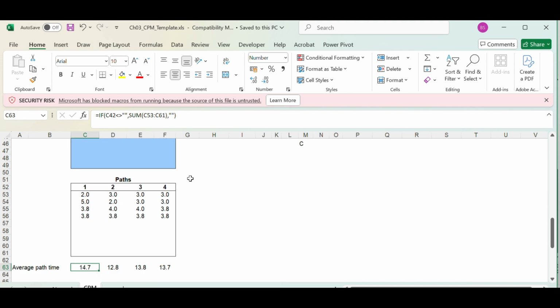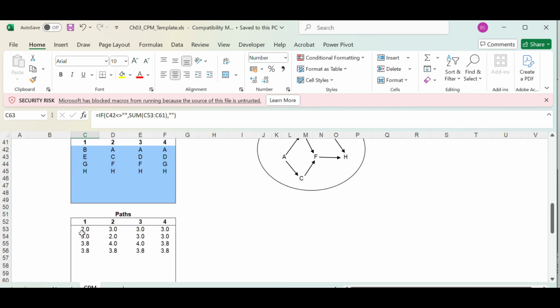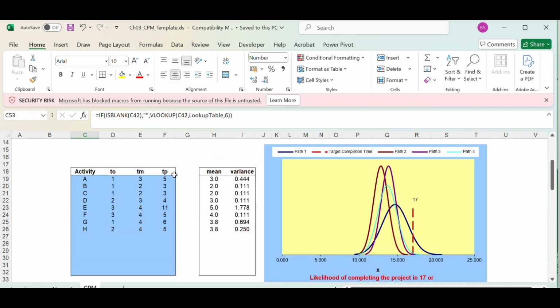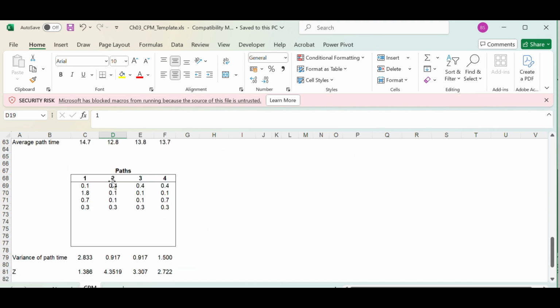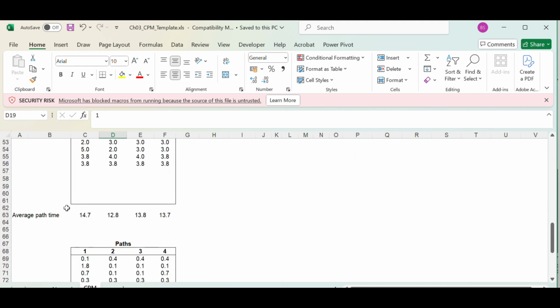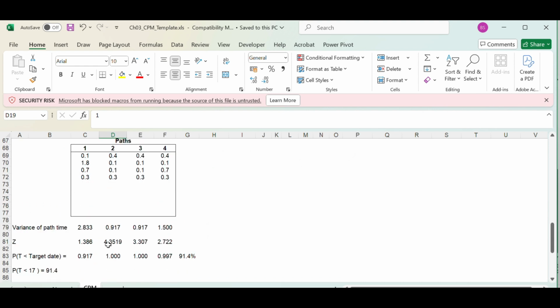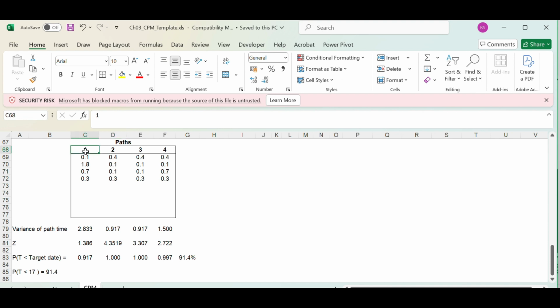So, how did we calculate this? This time is taken from the expected time. This is the mean time or the expected time, which is calculated based on the pessimistic time, optimistic time, and the most likely time. So, according to that, we calculated the average path time, and in another table, we calculated the variance for each activity in that path. And summing that, we calculated the variance of each path.